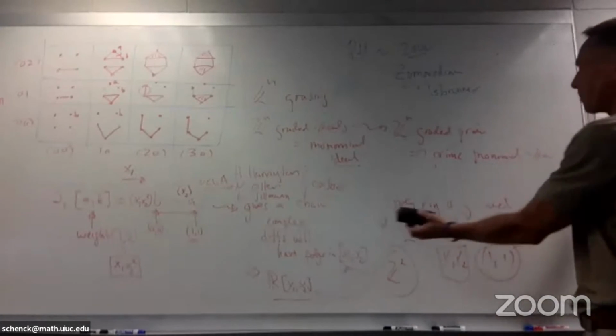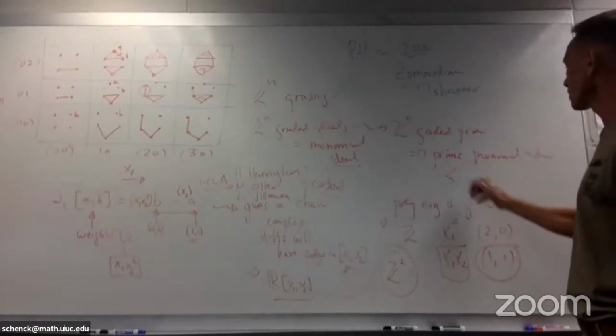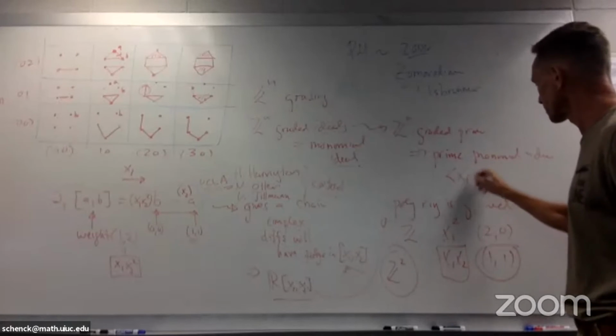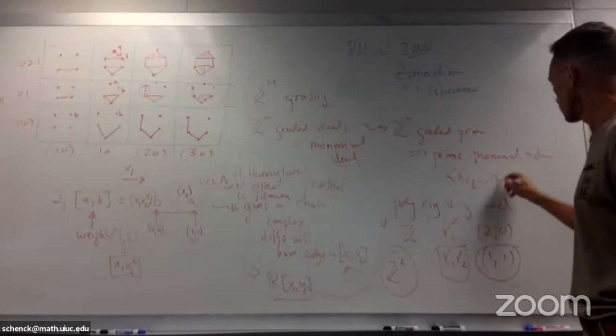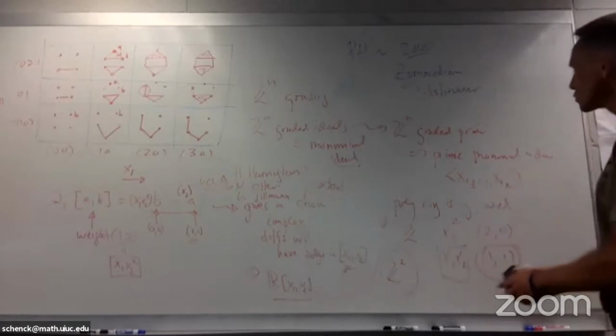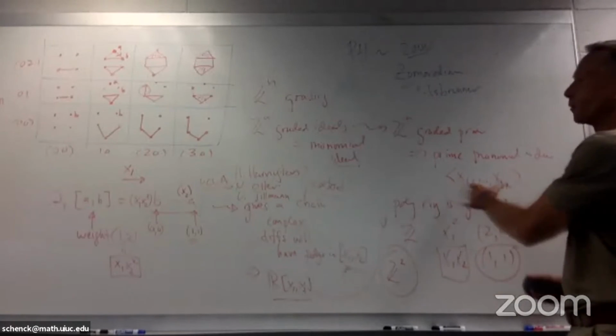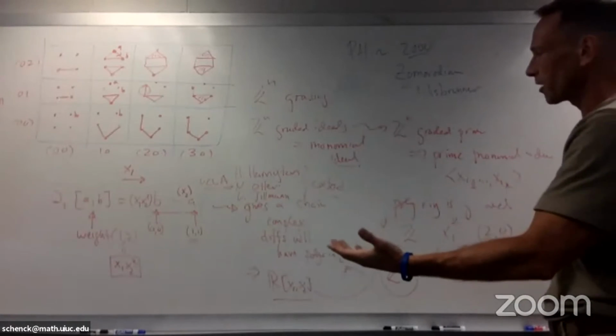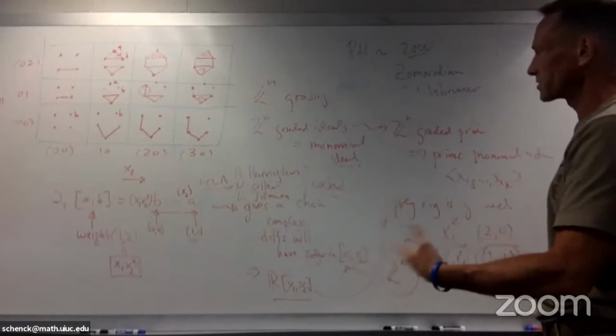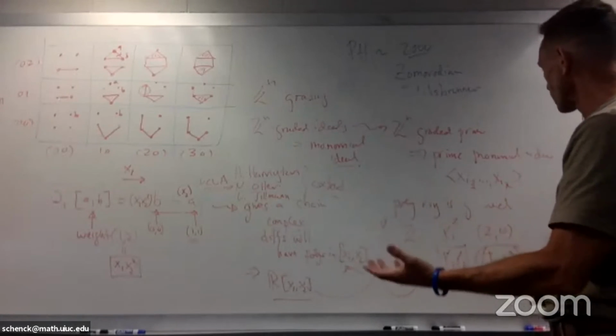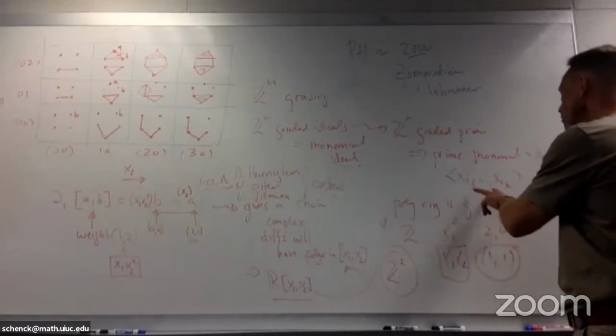But what are the prime monomial ideals? The only prime monomial ideals are generated by subsets of the variables x sub i1 through x sub ik. So this is hugely restrictive. When we start analyzing local cohomology or associated primes or any of those things, we're hugely restricted.